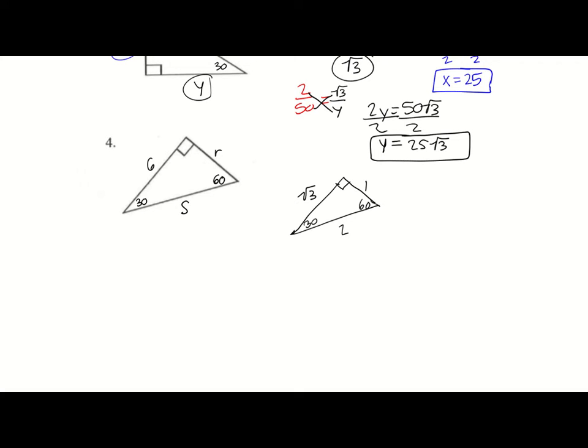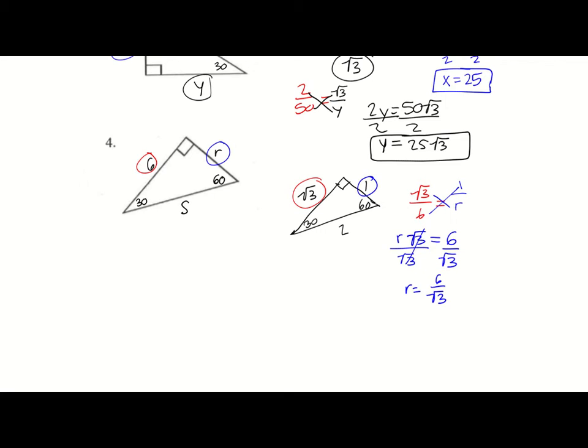So now if we set up our proportion, we have square root of 3 over 6, and that is going to be equal to 1 over r. Cross multiply, we have r times the square root of 3 equals 6. Divide by the square root of 3. R equals 6 divided by square root of 3.